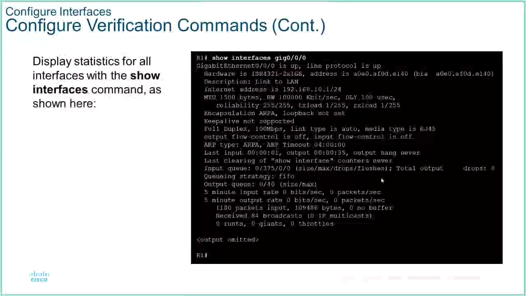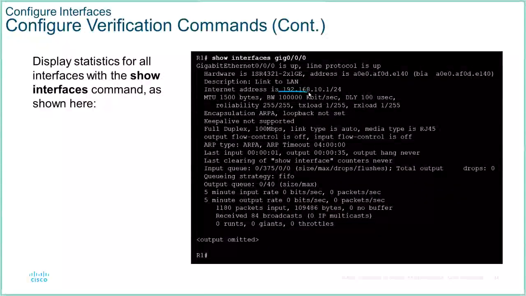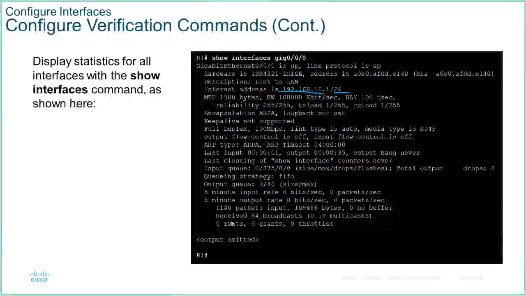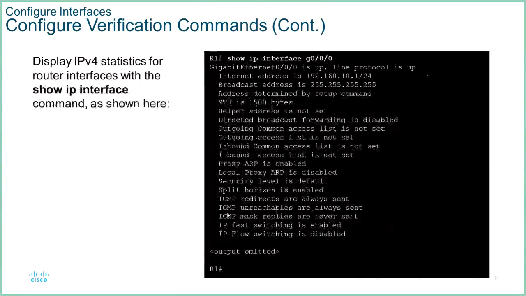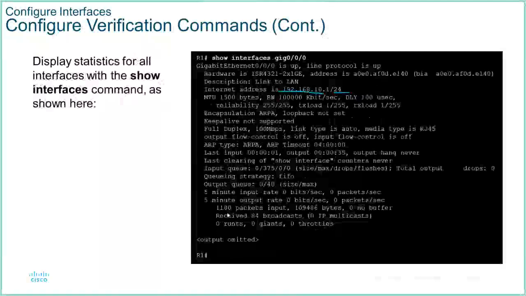Here's the show interface command, and it's up, MAC address. Here's my IP address, and here's my subnet mask information. It's the only way to get both of them listed. So this one will give us physical characteristics on the interface and the logical addressing.